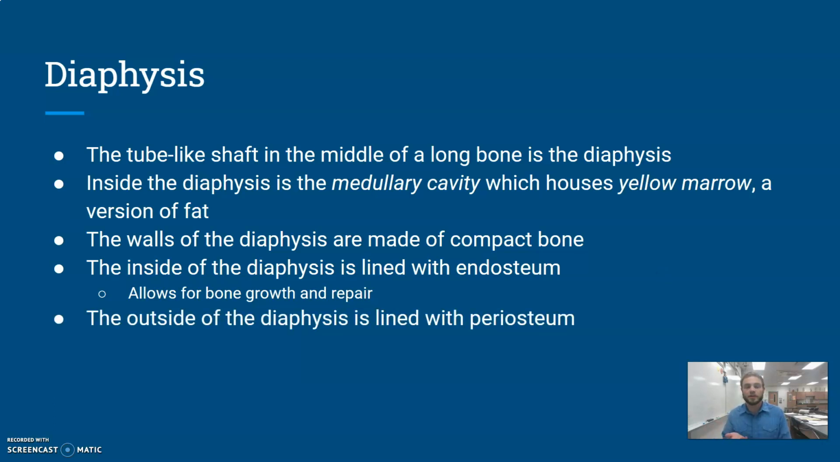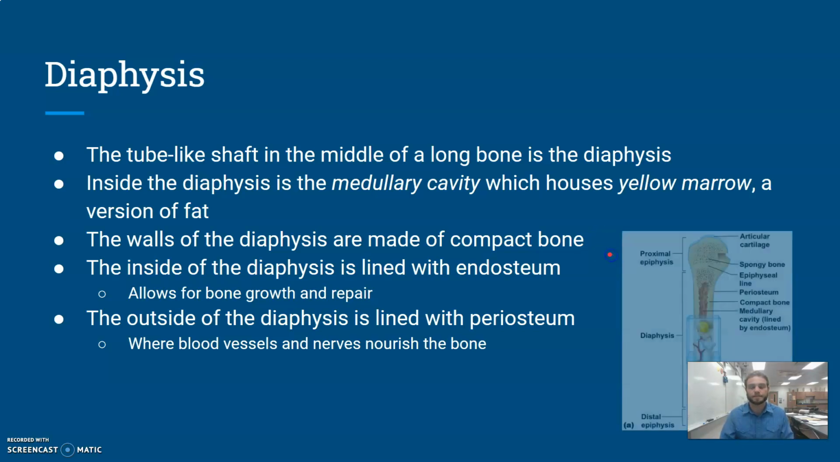But the outside of your diaphysis is going to be lined with periosteum. This periosteum is kind of like a connective tissue sheath around the bone. It's where a lot of blood vessels and nerves are going to be running through before they penetrate into the bone to deliver nutrients to all of your bone cells.